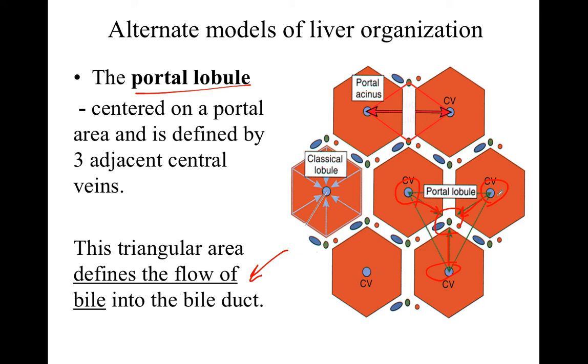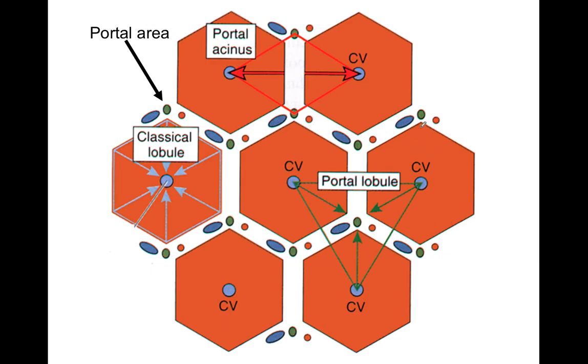As I said, it defines the flow of the bile into the bile duct. Usually it's triangular in shape. At the 3 angles, we have the central vein, and in the middle, we have the portal area. So again, this is the hexagonal arrangement, which is the classical liver lobules. This is the portal lobules, which is triangular in shape. At each angle we have the central vein, and at the center we have the portal area. As I said, it describes the flow of the bile toward the bile duct.